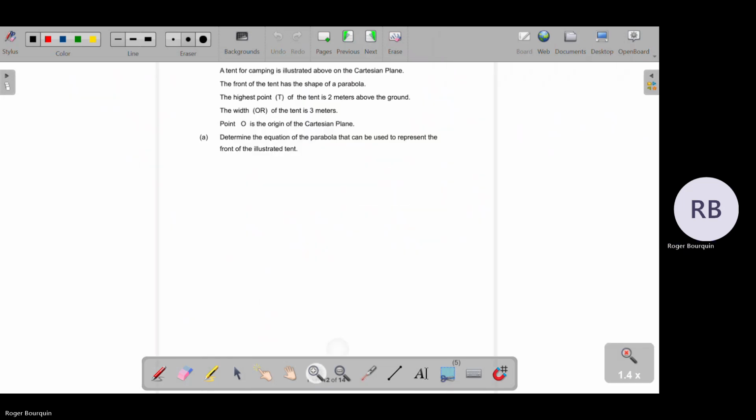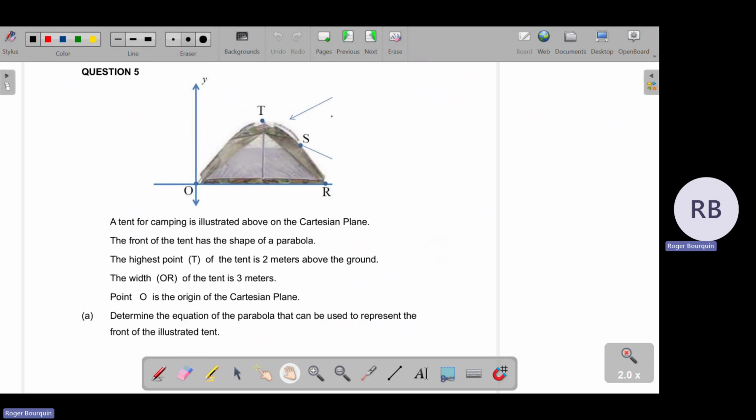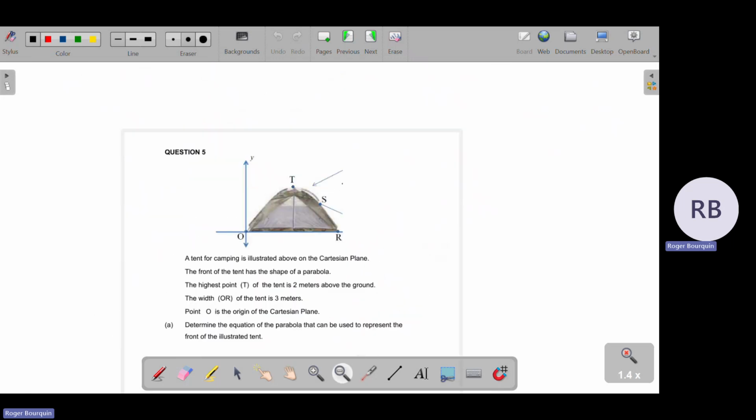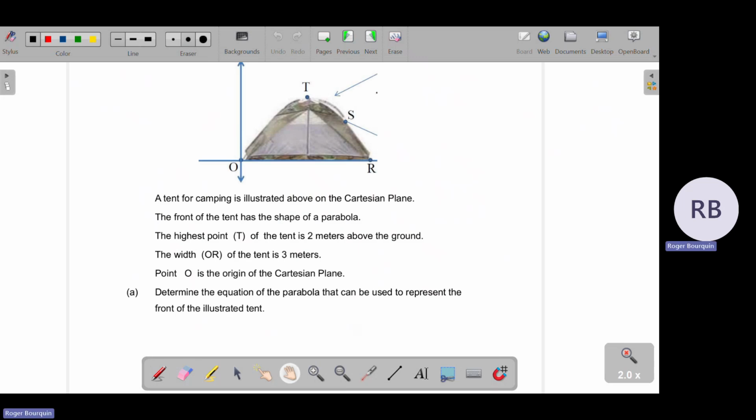All right, so this next question, don't be bullied by the complication of the whole story there. It says here, a tent for camping is illustrated above on the Cartesian plane. The front of the tent has the shape of a parabola, so this is just a parabola. So you've got a parabola that goes like that. They tell you the highest point of the tent is 2 meters above the ground, so they give us the y coordinate. The width of the tent is 3 meters.